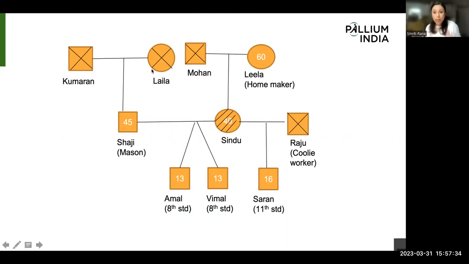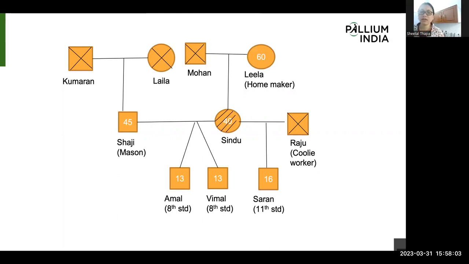Now, why am I focusing on emotional relationships? Now, can someone volunteer to tell me about this family? The cross, just to let you know, the X is deceased. Okay? Deceased. Can I try? Please go ahead. See, I guess the main client is Sindhu, 40 years of age.